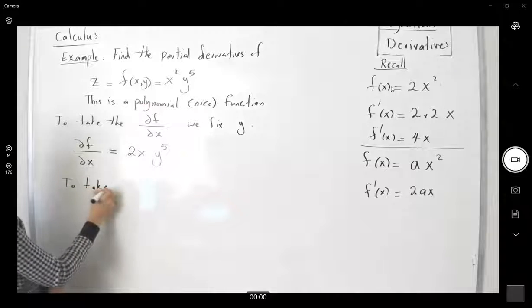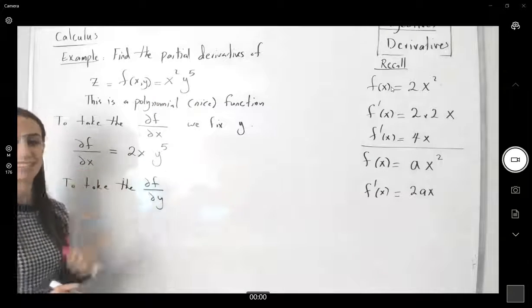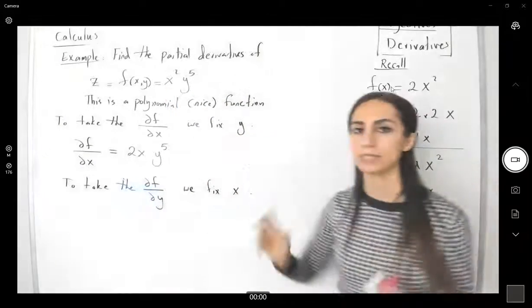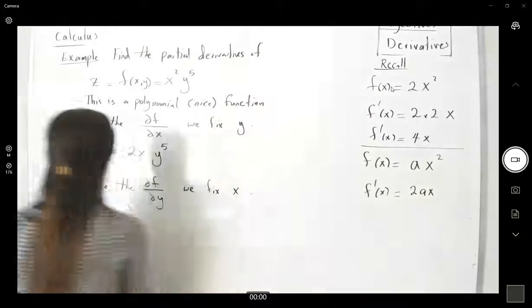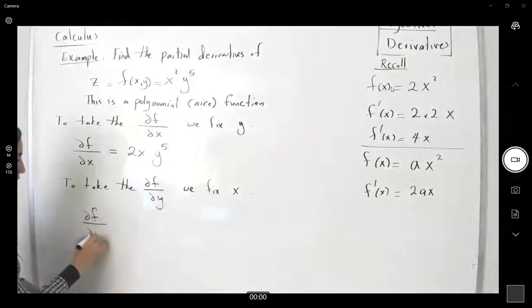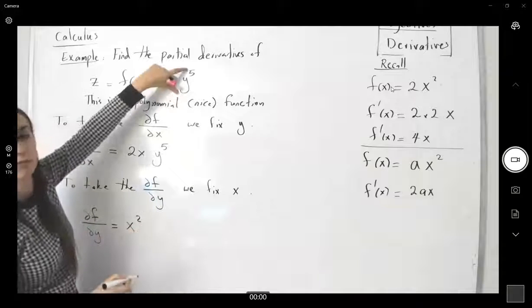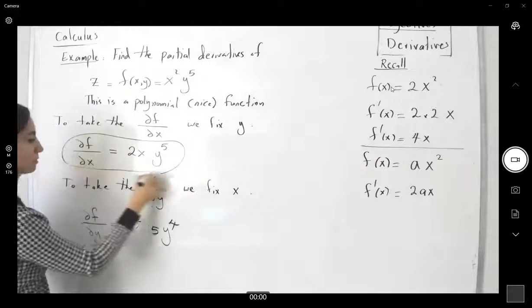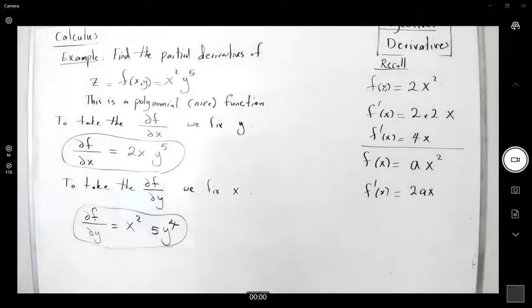To take the partial derivative of f with respect to y, we fix x. So x is fixed. It means that it doesn't have any role in taking the derivative of f with respect to y. So the partial derivative of f with respect to y is equal to, you copy down your x squared, and take the derivative with respect to y, which is 5y to the 4th. Well, let's go over more examples.